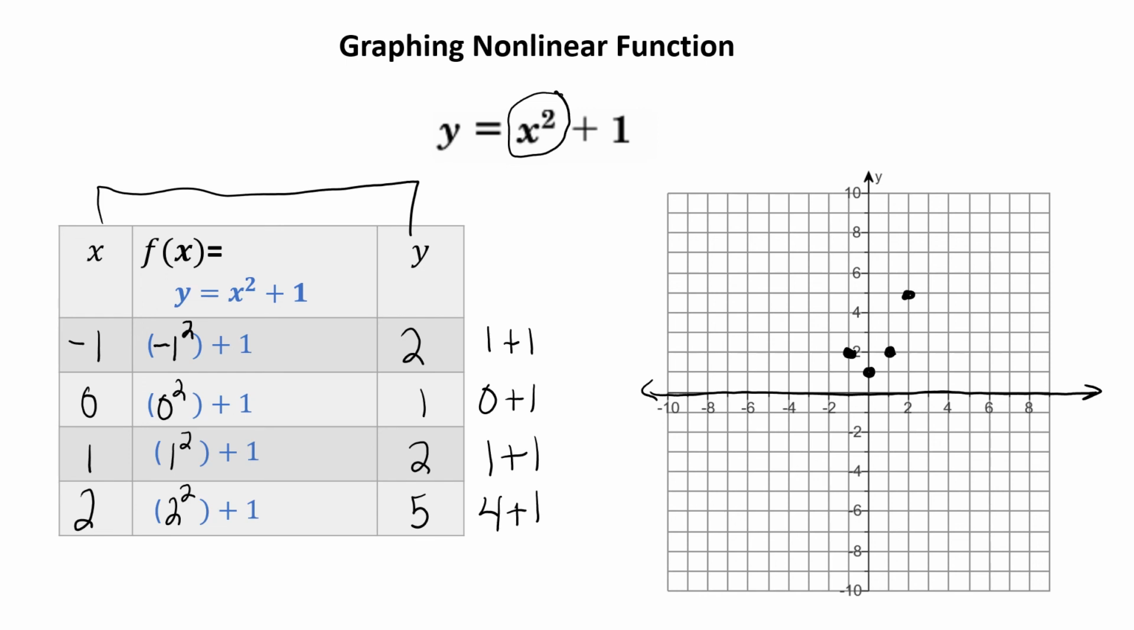Okay, again, if I kept going in the positive and the negative direction, what I'm going to have is this curved line or curved graph. We call that a parabola.